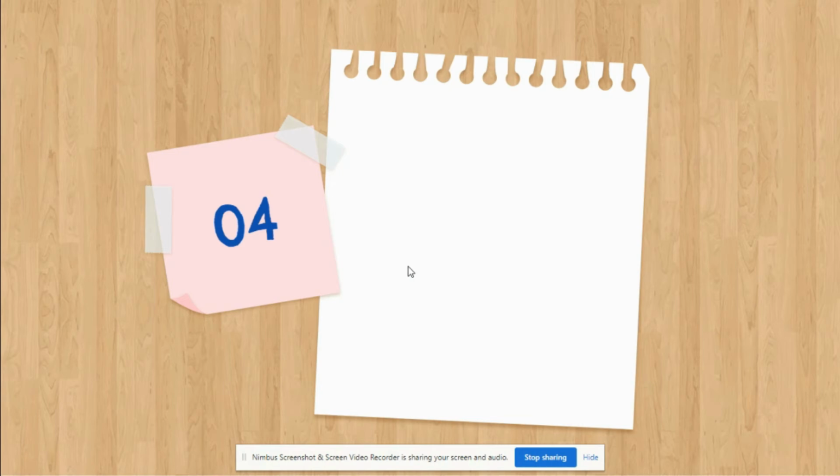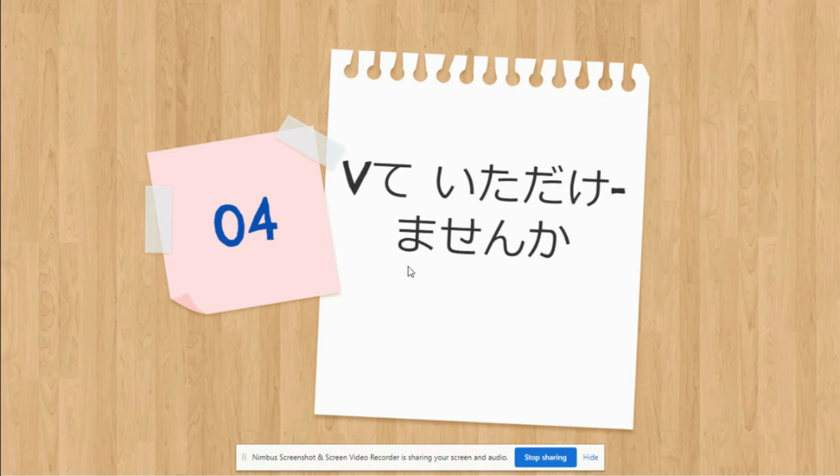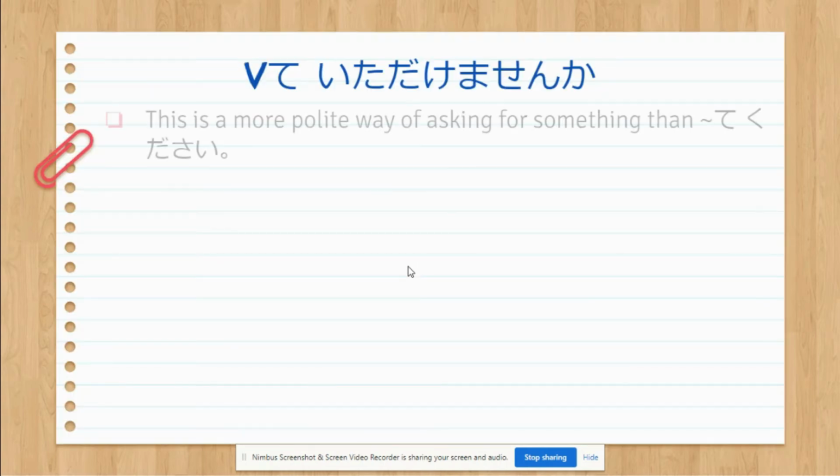Let's proceed to our fourth topic, which is verb te itadakimasen ka. This is a more polite way of asking for something than te kudasai. So if you already know what te kudasai means, you can already know what verb te itadakimasen ka means. It is just a more polite way of asking something.